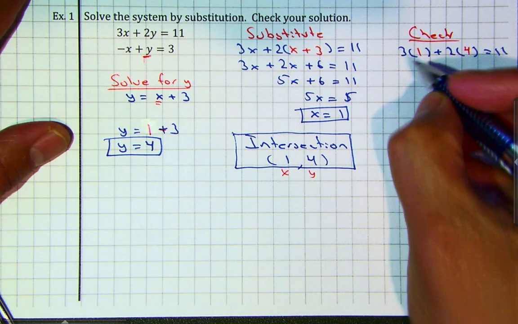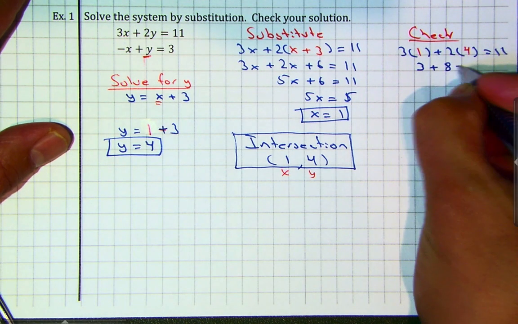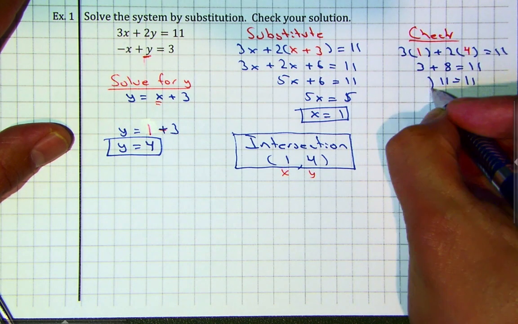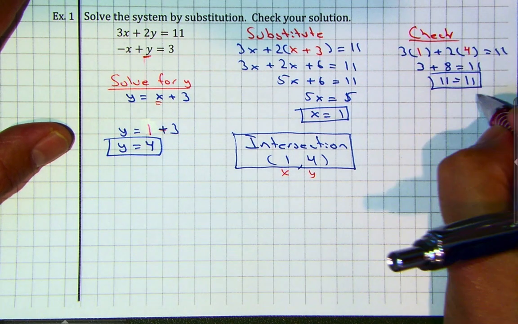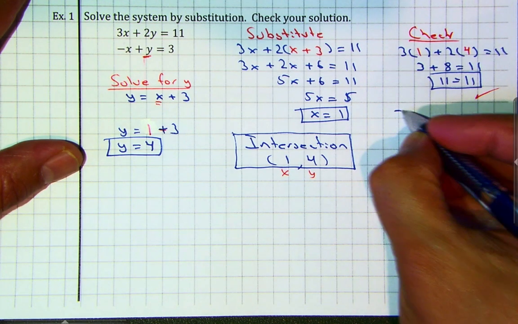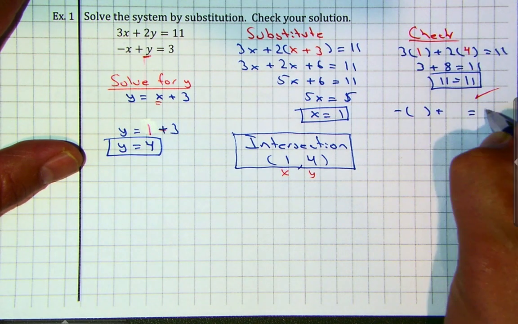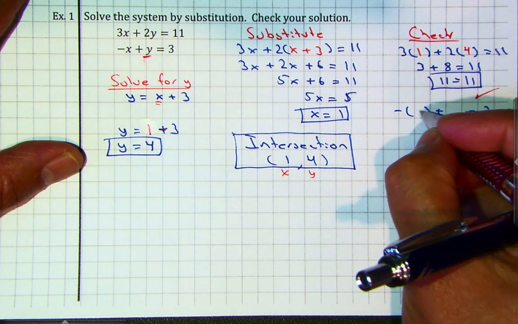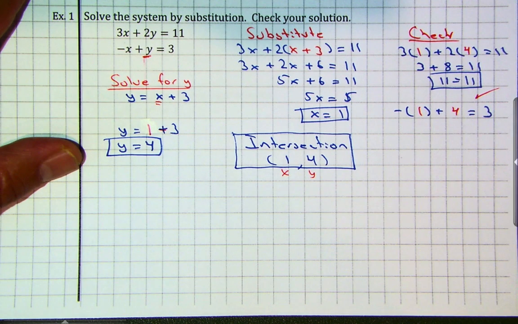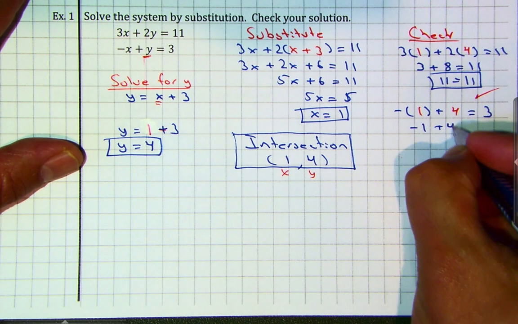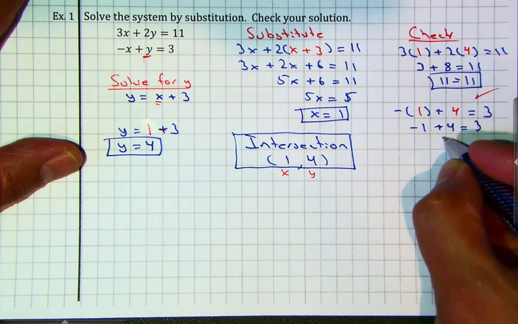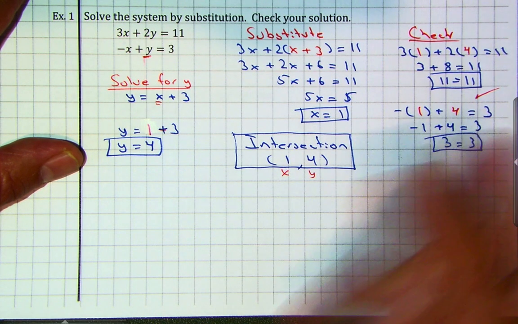So it gives me 3 plus 8 equal to 11. So therefore 11 equal to 11. That is correct. Second one, negative x plus y equal to 3. Where the x is 1, the y is 4. So therefore I have negative 1 plus 4 equal to 3. So therefore 3 equal to 3, which is also correct.